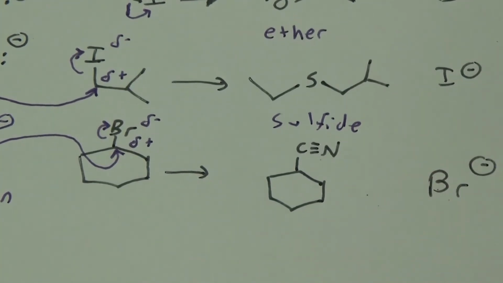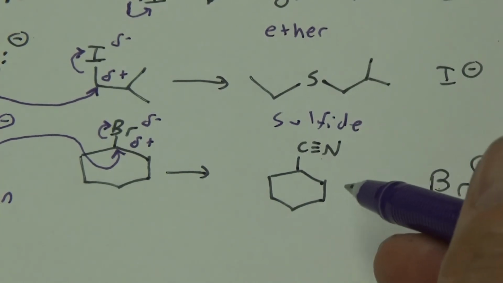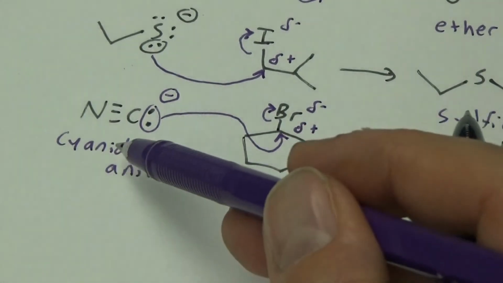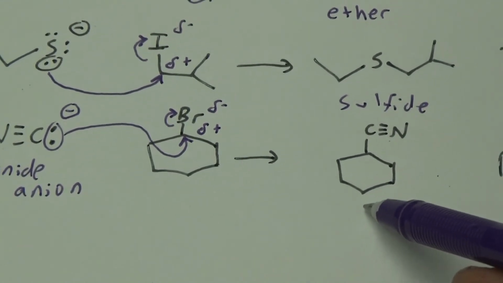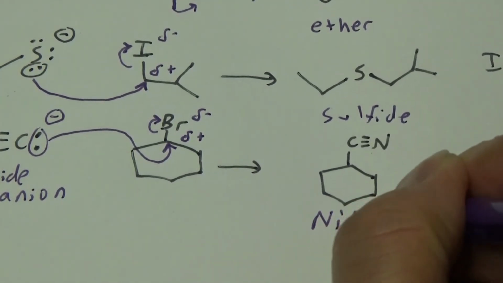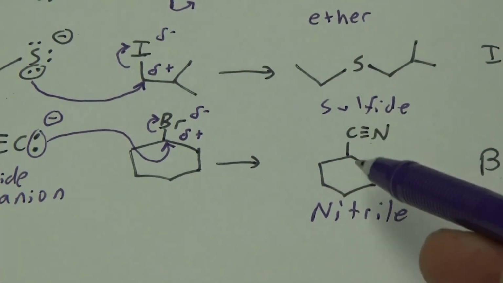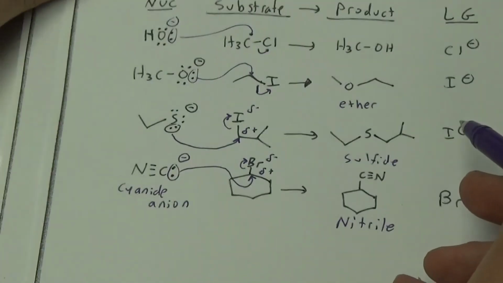Okay, very cool. We just made another functional group. What functional group did we create? I'll give you a hint, it's not cyanide. Cyanide is what we started with. But this has a name. If you look back on your functional group name sheet, this is a nitrile. A nitrile is a functional group that contains a C triple bond N connected to carbon. Okay? What else do we got?